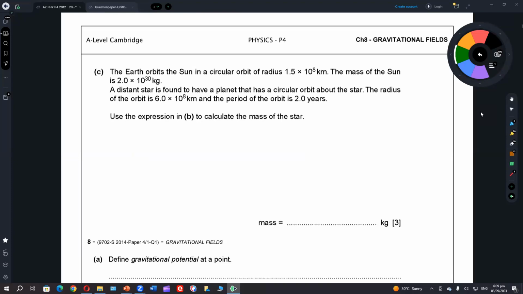The Earth orbits the Sun in a circular orbit of radius 1.5 into 10 to power 8 kilometer. The mass of the Sun is this. A distant star is found to have a planet that has a circular orbit about the star. The radius of the orbit is this much kilometer, and the period of the orbit is 2 years. Use the expression in B to calculate the mass of the star.